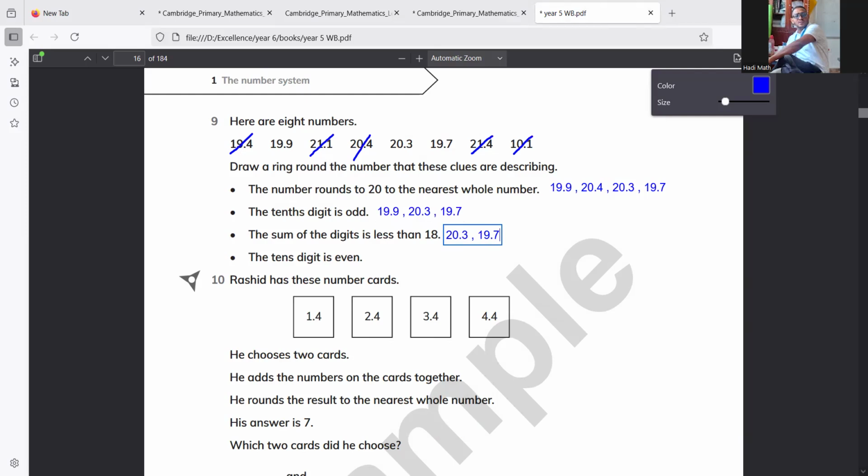So here we're going to cancel what? We're going to cancel 19.9, so 19.9 is out. Then you're left with those two numbers. Now those two numbers, we say what? The tens digit is even. In the 20, the tens digit is 2, so it's even, yes. So you're going to write 20.3. And then 19.7, the tens digit is 1. Is it even? No. So you cancel out the 19.7.